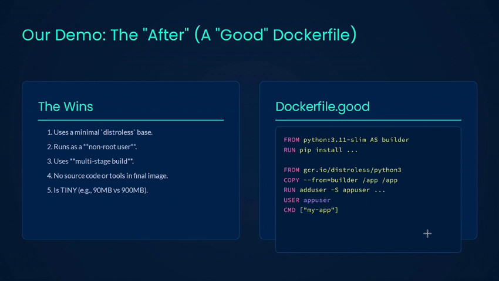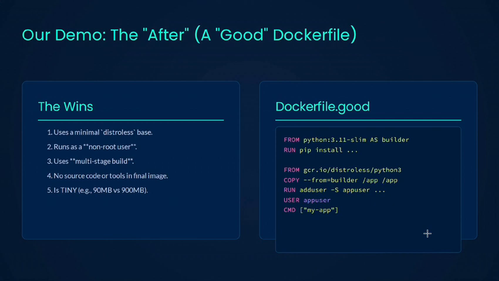So after a good Dockerfile, and this is the result. So this Dockerfile is dockerfile.good. Look at the differences. It uses a multi-stage build, starting with the Python 3.11 Slim as a builder. It creates a non-root user. The final stage is a tiny distroless image. It copies only the installed packages from the builder. It runs as the app user. So the result: the image is 90 MB instead of 900 MB and has zero critical vulnerabilities.